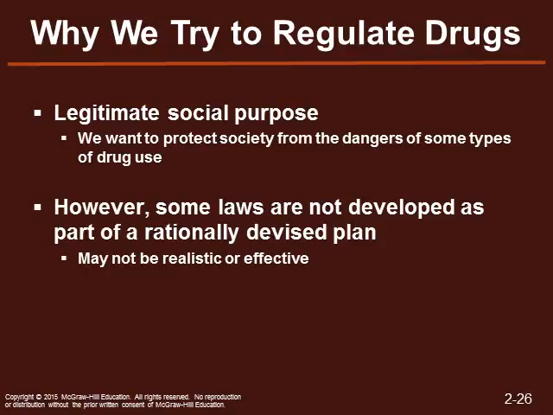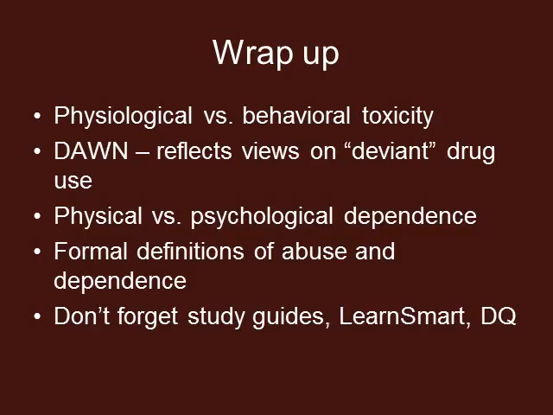However, if we look back at the way that the legal environment for drug use here in the United States developed, we really don't see that rational approach. We tend to see a much more reactive approach, and we'll continue to talk about that here in class. So what we've ended up with is a patchwork system of drug laws that may not be realistic or effective when we look at patterns of drug use and abuse in our society.